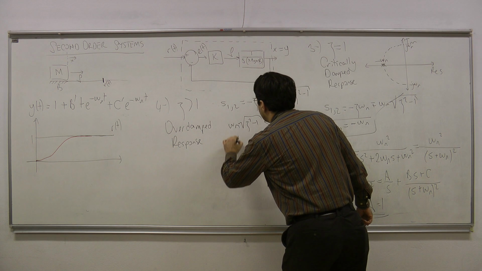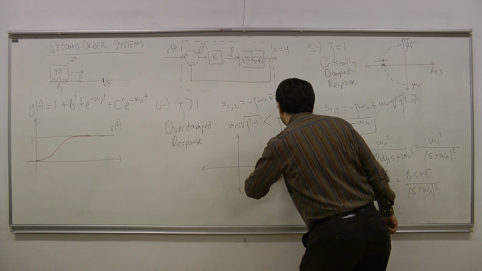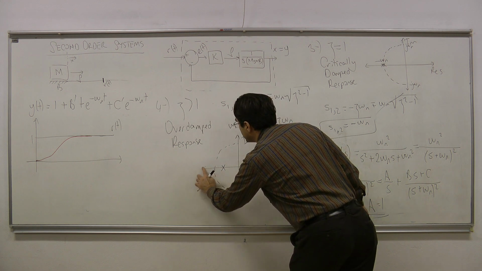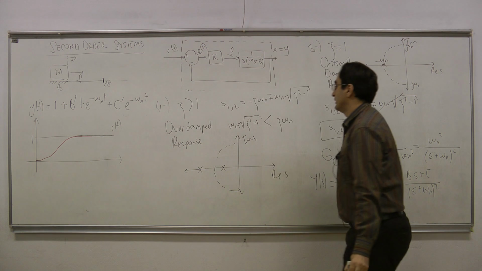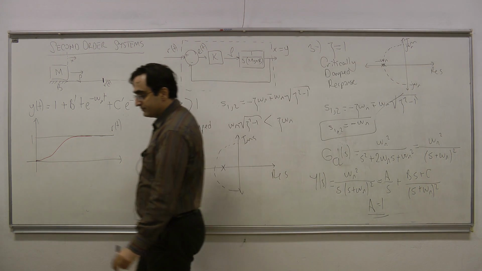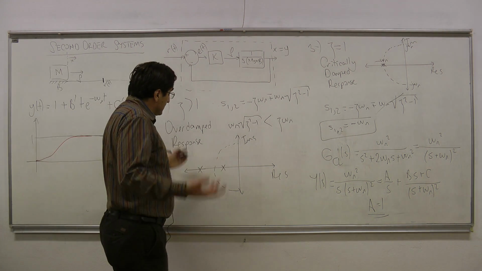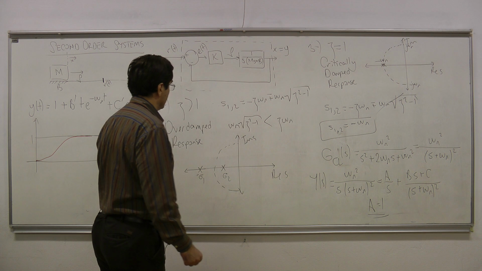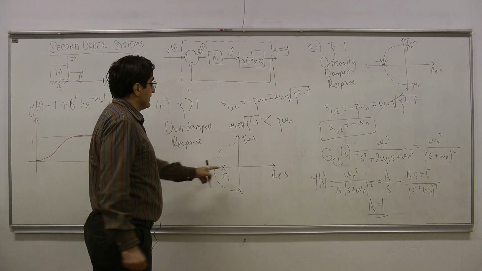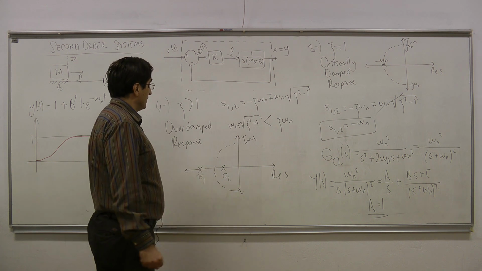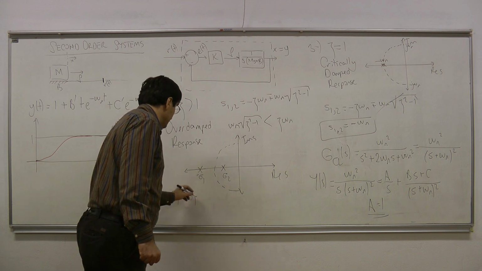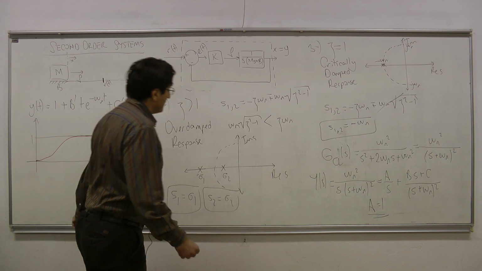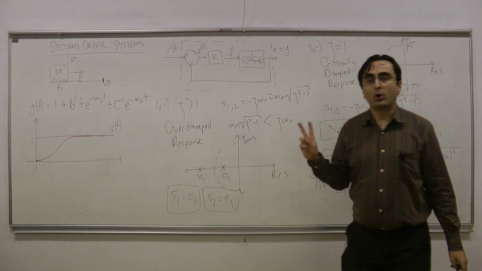That means that I'm going to have two real poles, and these poles are going to be here. One of them is going to be outside this circle, and the other one is going to be here. So let me call these numbers sigma 1 and sigma 2. So these are going to be negative numbers, and I will have two pole locations. s1 is equal to sigma 1, s2 is equal to sigma 2. So these are my two pole locations, and I have two real poles in this case.